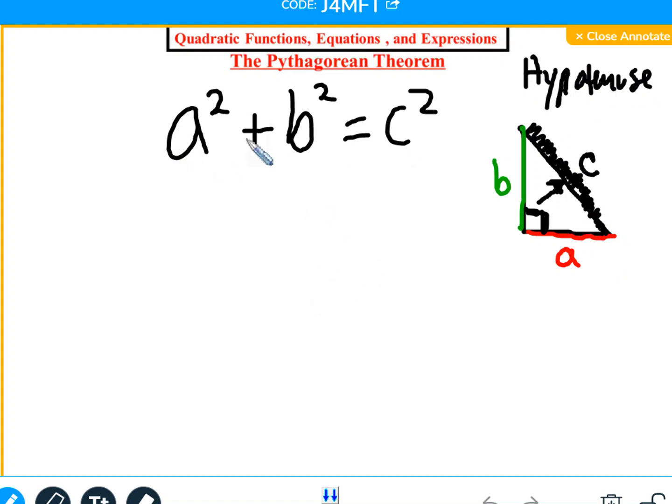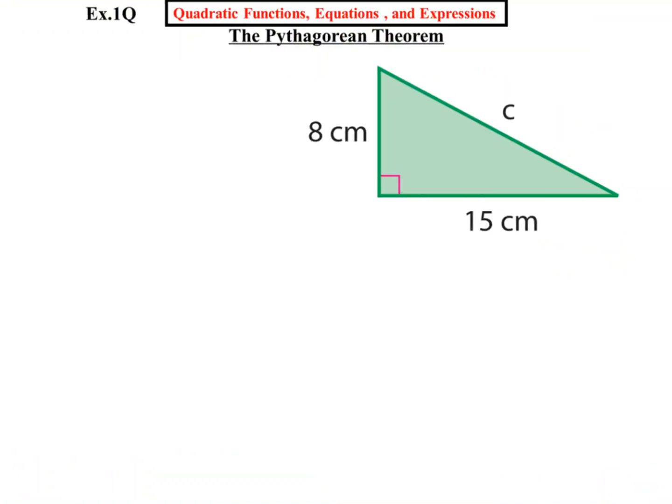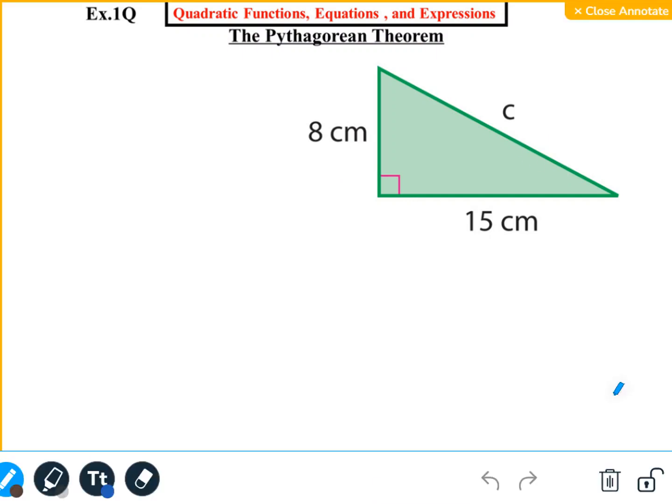Okay? So the Pythagorean theorem works with all right triangles. So this, like I said, is a quick recap from elementary and middle school. So copy this, example 1Q. Copy that one. And we have a right triangle where the base is 15 centimeters, the height is 8 centimeters, and the longest side is labeled C.